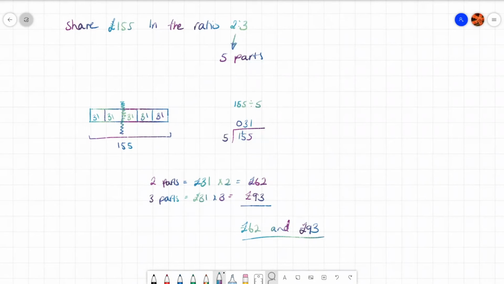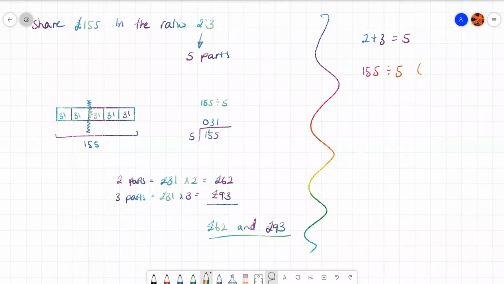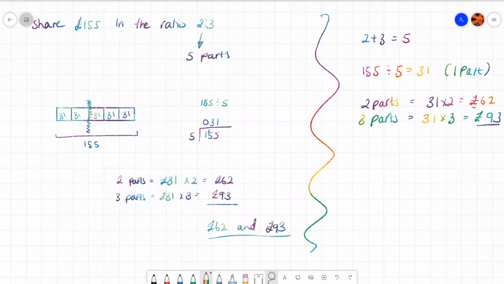Let's quickly just do this without doing the bar, just so you can see. So you would add your ratio up. 2 add 3 is 5. You would do 155 divided by 5, and that would give you one part. So the answer to that is 31. We worked out, we would write one part down. Now then you would write 2 parts and 3 parts, sorry, down. And obviously, if one part is 31, 2 parts is 31 times 2 to get £62. And then 3 parts is 31 times 3 then to get £93. And that there is your answer. And that is how you use ratios in bar method to work out different questions.